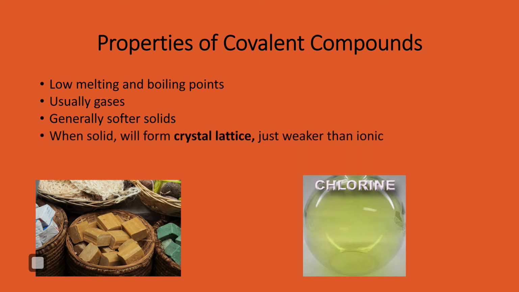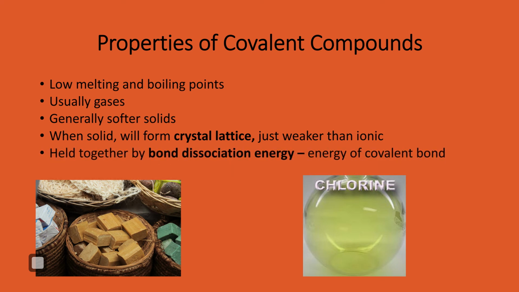When solid, they will form a crystal lattice, just like ionic, but it's going to be weaker. They don't form as nice a, I wouldn't say regular cubic, rectangular structure like most ionic compounds can do. But they can still create some amazing lattices, an example would be snowflakes. Okay? And then we say that they're held together by what's called the bond dissociation energy. That's the energy in a covalent bond. As the name implies, this is the energy you need to dissociate, to basically separate those atoms from each other. So we call it bond dissociation energy.